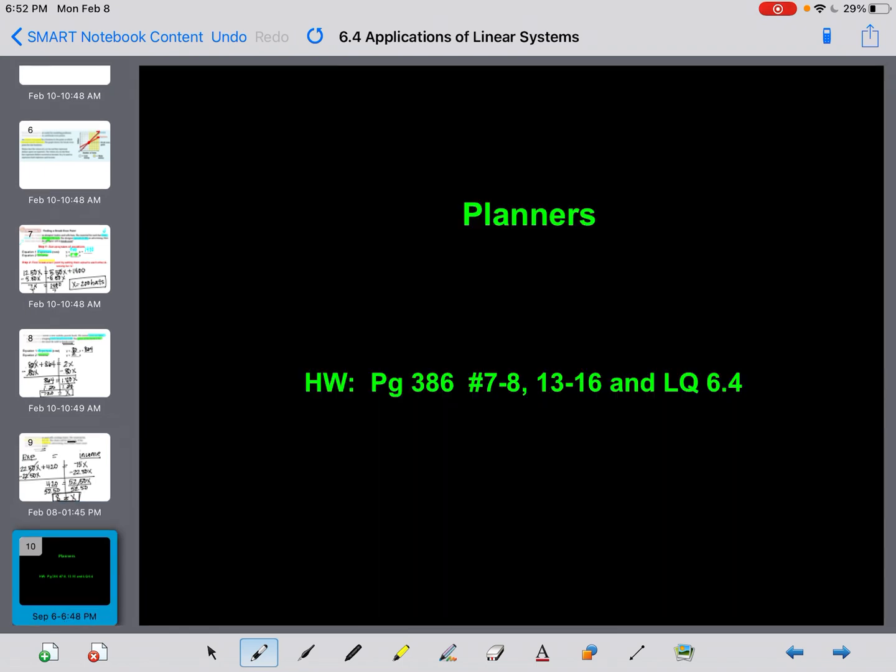Your homework for this is page 386, numbers 7 and 8, 13 through 16, and then the lesson quiz.